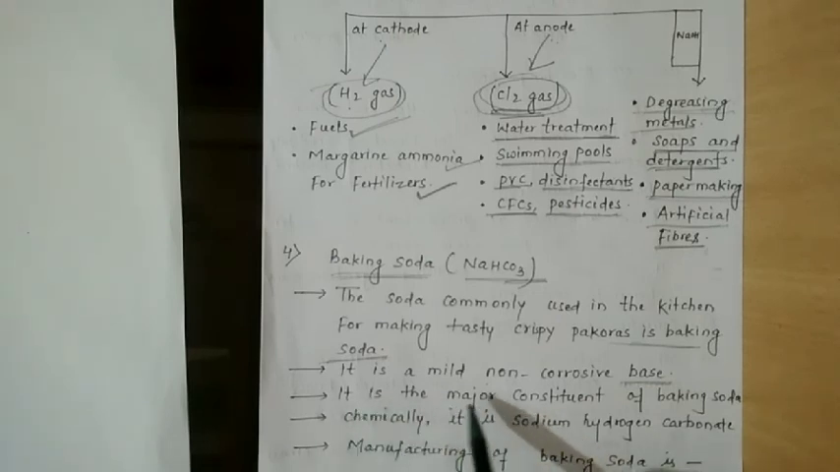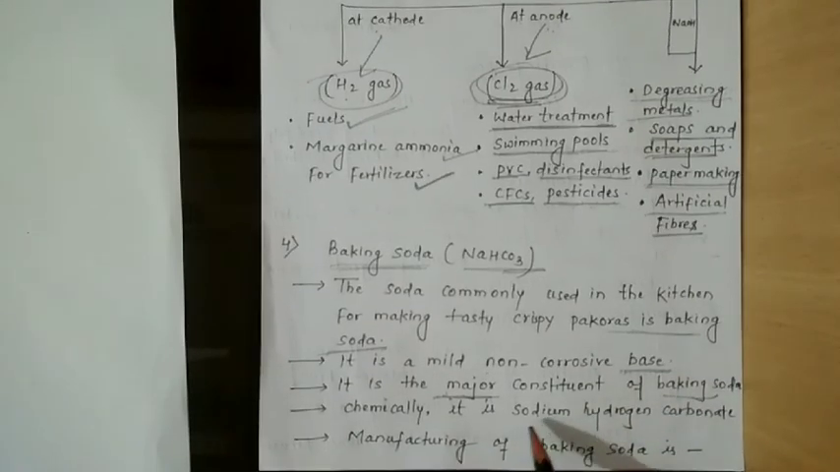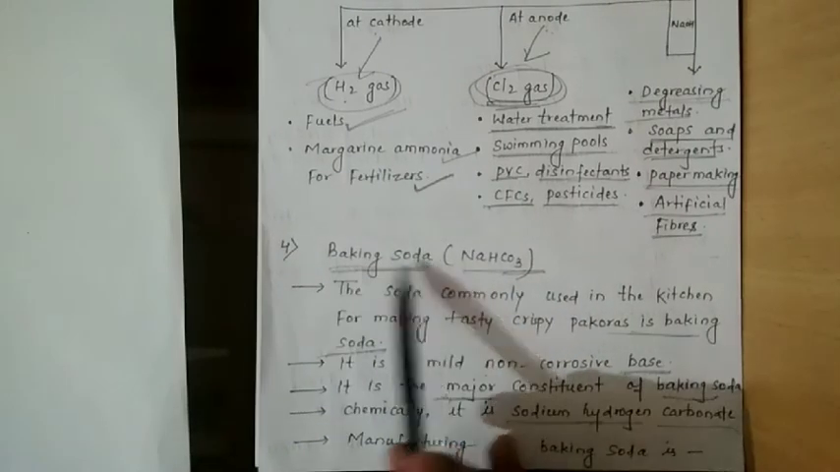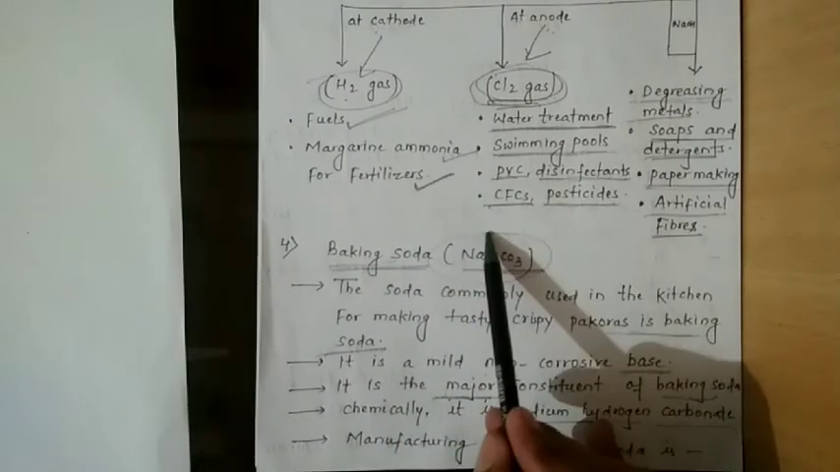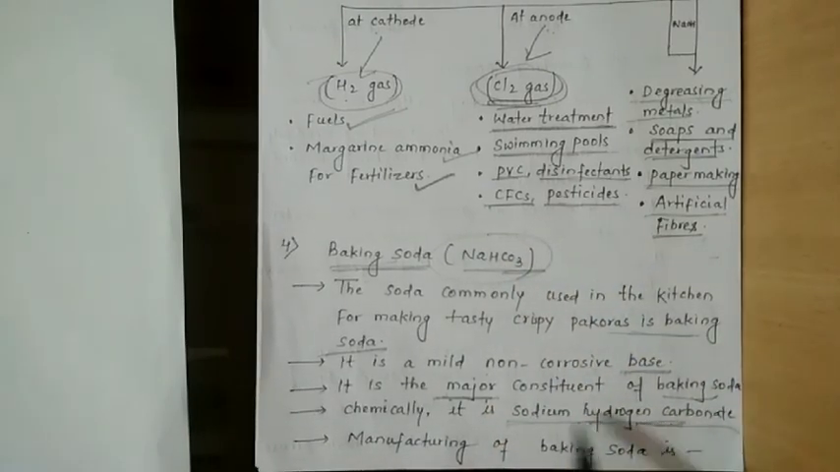Third, it is used as a major constituent of baking soda. Major constituent means it is majorly used as baking soda. Chemically it is called sodium hydrogen carbonate. Okay, so its common name is baking soda and its chemical name is sodium hydrogen carbonate.